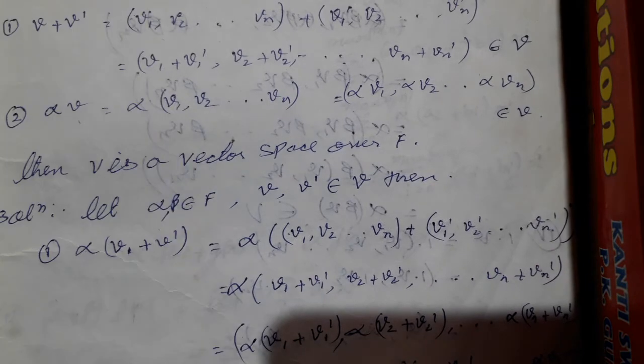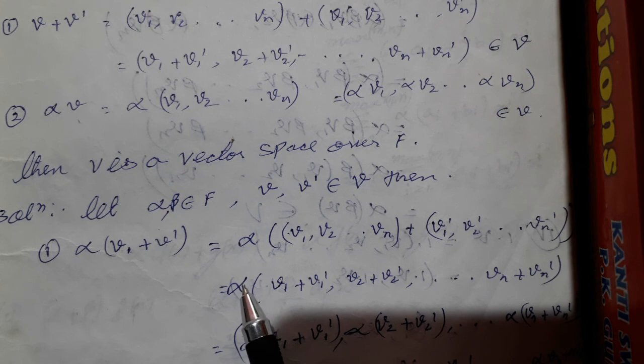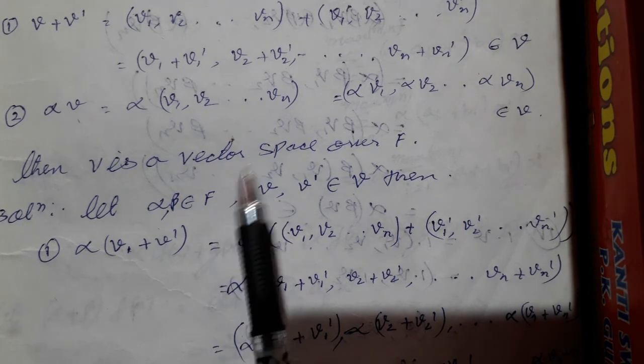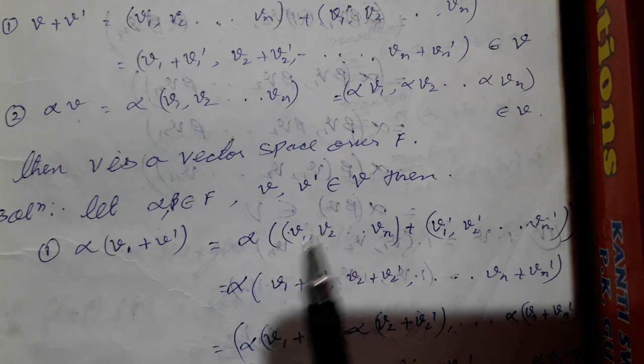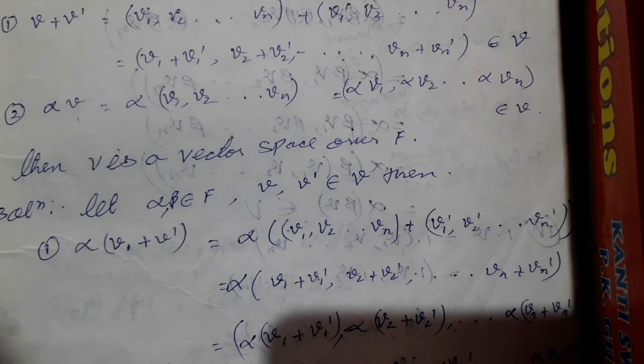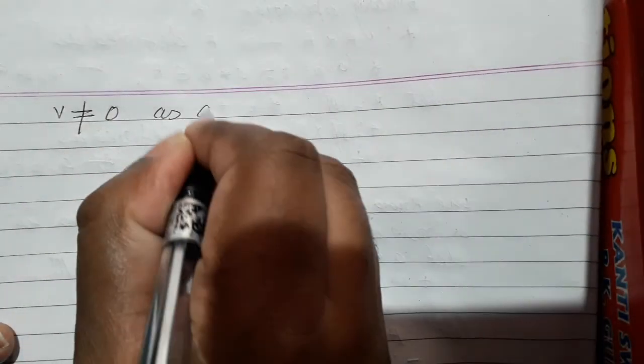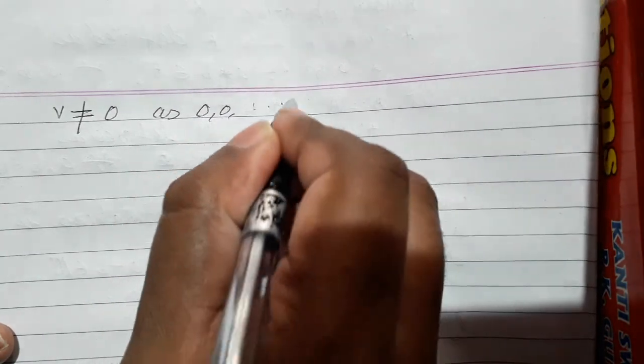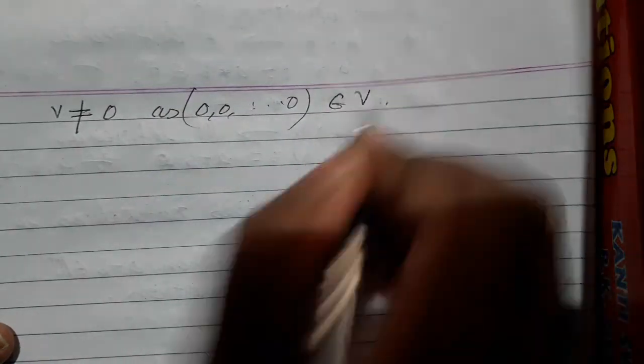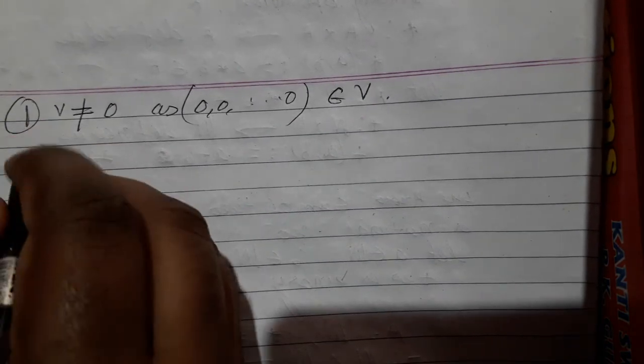First of all, here I have done only the four conditions of the vector space. I have not proved that it is an abelian group, because I know that V with plus will form an abelian group. So let us show it is an abelian group, using the first definition. First of all, it is clearly non-empty, as the zero n-tuple (0, 0, ..., 0) belongs to V. This is the first condition.